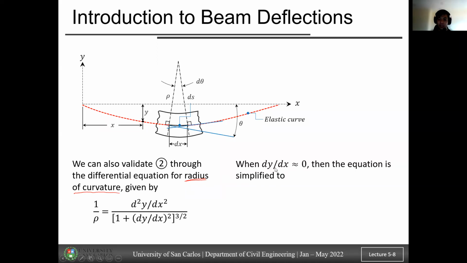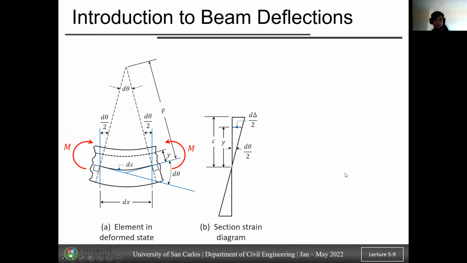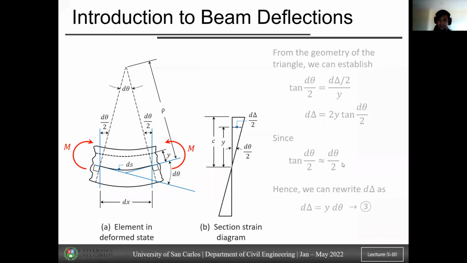Okay, so when dy over dx is equal to 0, or most likely approximately equal to 0, the equation can be simplified to the format earlier, the second equation presented in the previous slide. Now this would be the difficult part. Oh, sorry.